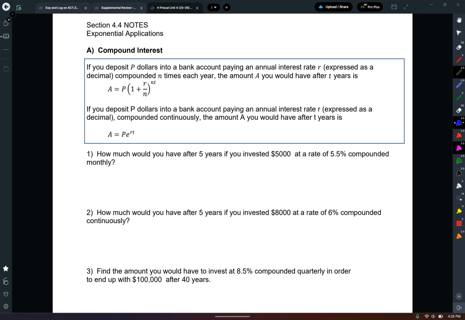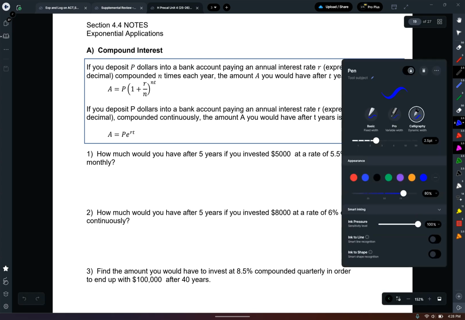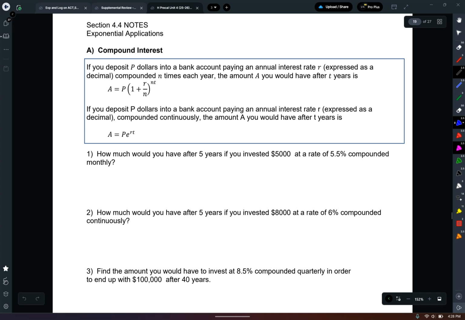This is section 4.4 in Precalculus, and this is all about the exponential and log applications. You may have seen this in Algebra 2, but we're going to go back through it this year also.